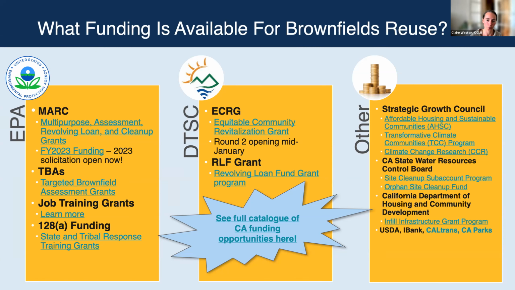And so these are some other programs that we wanted to specifically highlight that can support brownfields reuse projects, including programs that come out of the Strategic Growth Council, like Affordable Housing and Sustainable Communities, transformative climate communities, climate change research. All of these support affordability, livability, climate change, and EJ. California State Water Resources Control Board, including the Site Cleanup Sub-Account Program and Orphan Site Cleanup Fund, which, like ECRG, are state funds for assessment and cleanup of groundwater.